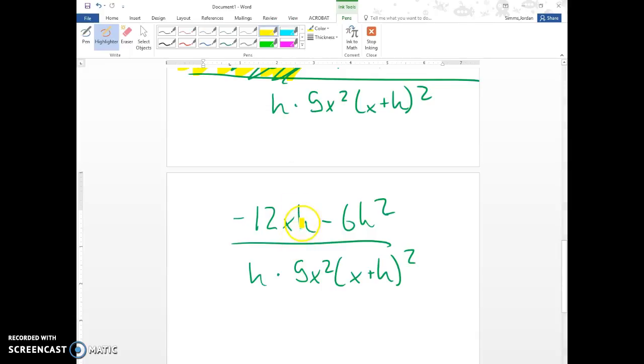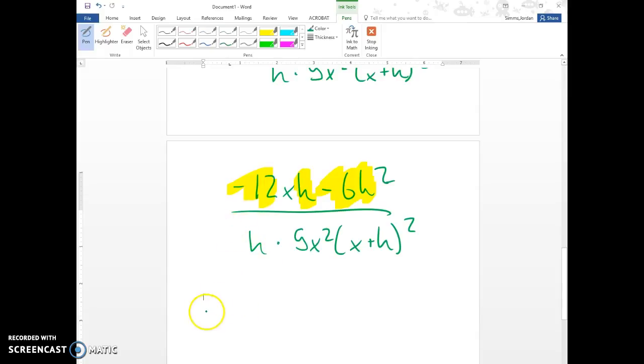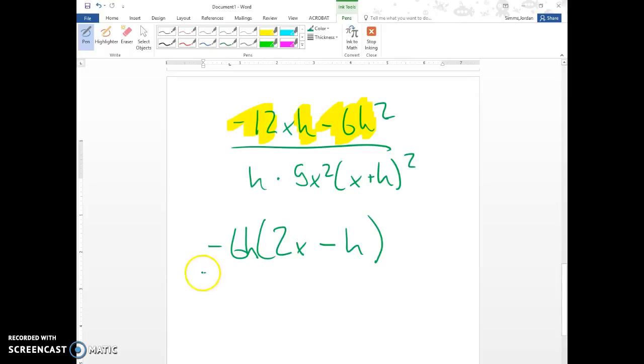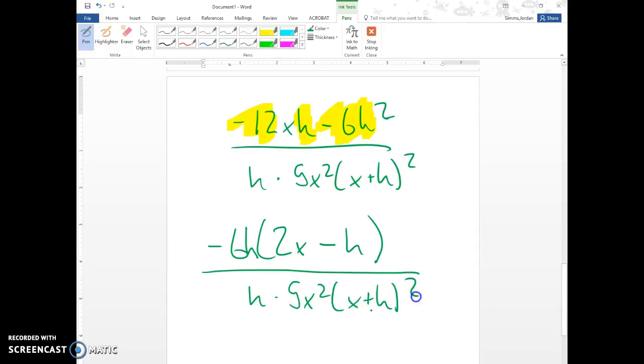We can simplify it a little bit more because I have an h term here and here, and I have some common numbers here. So let's factor the numerator and maybe we can cancel some stuff. So let's factor out minus 6, and when I do that, that's going to be 2x. Let's go minus 6h, because that's in there as well. So that's going to be 2x minus h. And then that's over all of this, h times 5x squared, x plus h squared.